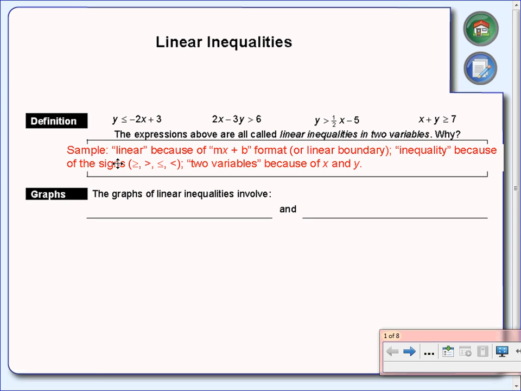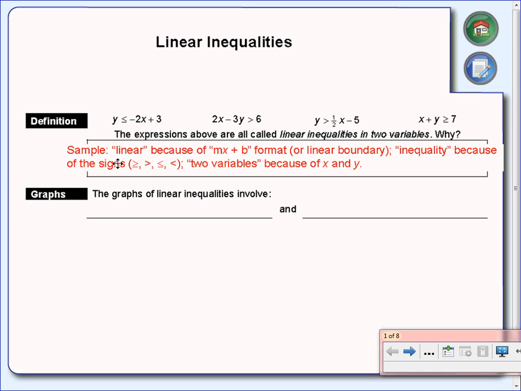The inequality part of the statement is because rather than working with equal signs, now what we have is less than, or greater than, or less than or equal to, and greater than or equal to. Those are called inequalities. So instead of equals, we have these inequality symbols. And I think it's pretty obvious why they call it two variables. Two variables because we're working with an x and a y. Those are the two variables in our inequalities.